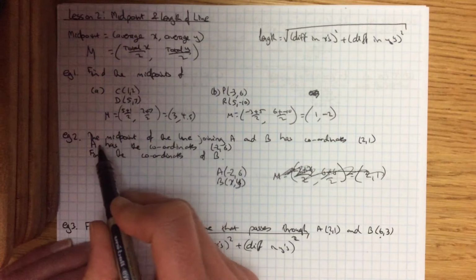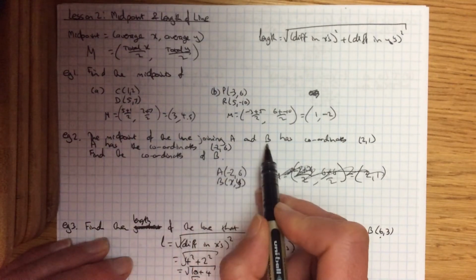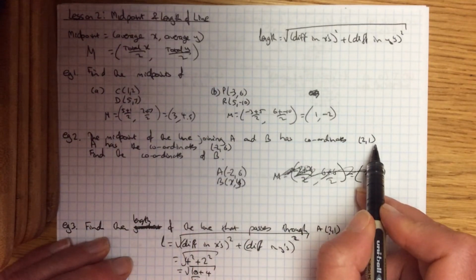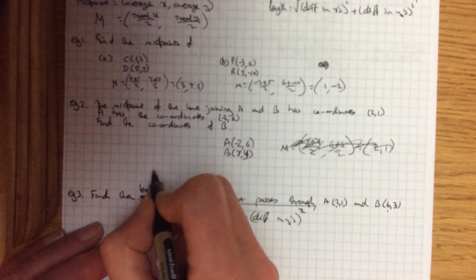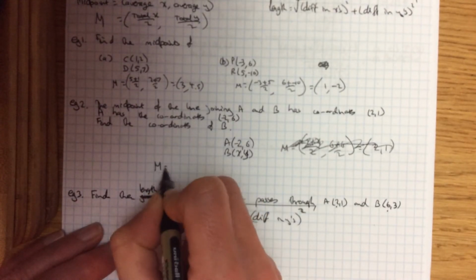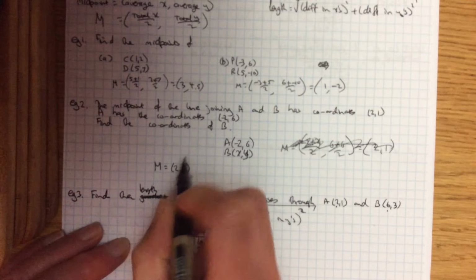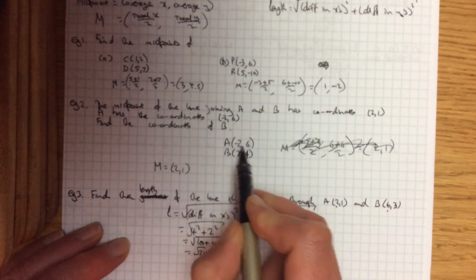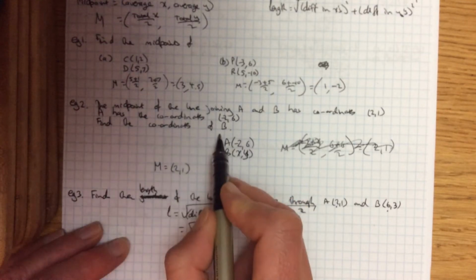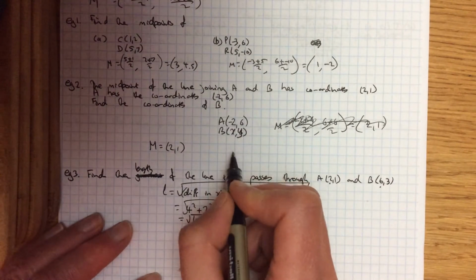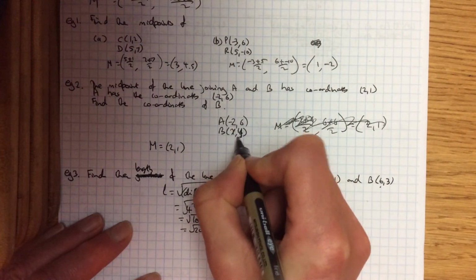Now this one here is much harder. The midpoint of A and B has coordinates 2, 1. So you're told what the answer is this time. So the midpoint is 2, 1. A has the coordinates minus 2, 6, and find the coordinates of B. So I'm saying let's call B x and y.